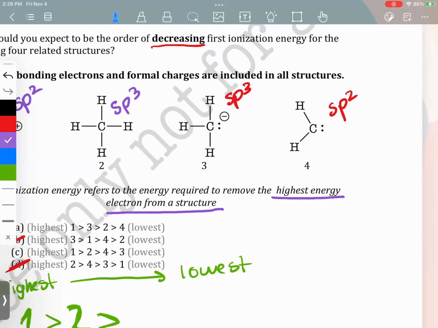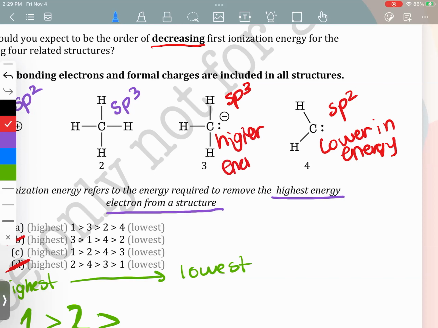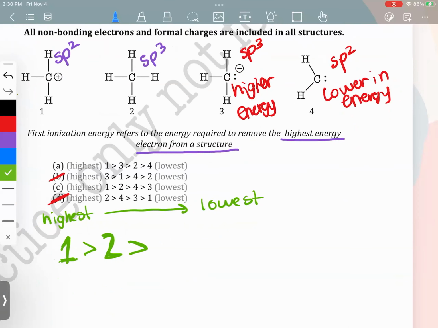So what does that mean about their energy? You said sp2 is more stable than sp3, and the non-bonding lone pair here is lower in energy than the sp3. This is higher energy. So between these two, which one do you think would take a higher ionization energy to take away the electron? The one that's originally lower, so it's sp2. So it's going to be 4. And then the lowest would be 3, because these non-bonding lone pair electrons are already very high in energy.